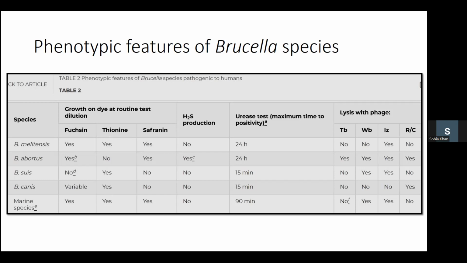So usually these kinds of tests are not performed. Secondly, sulfide production. Brucella abortus is sulfide positive, whereas the rest of them are negative. Then the urease positivity, the time duration. The crux over here is that if the urease becomes positive within 15 minutes, then at least we can rule out Brucella suis and canis. However, in our case, it took at least 30 minutes. So yes, we at least came to the conclusion that it's not suis or canis.